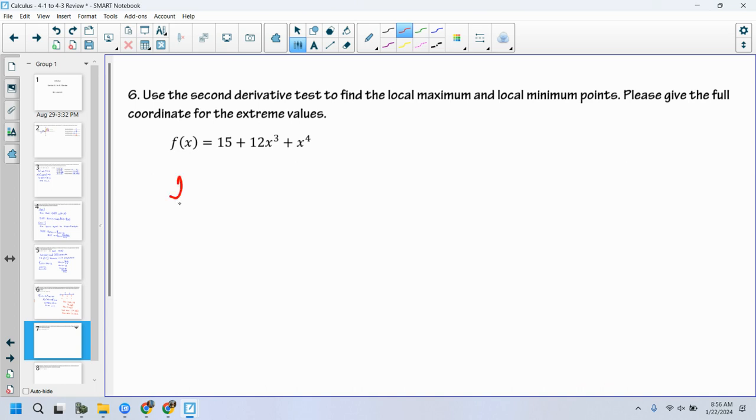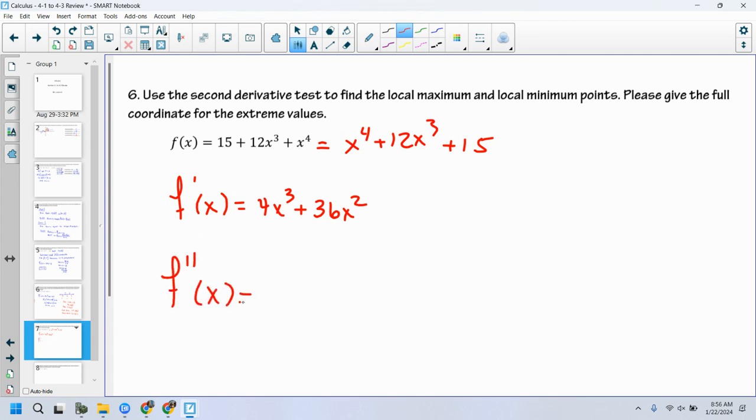All right, so f prime of x is going to be, why is this out of order? x to the fourth plus 12x cubed plus 15. So 4x cubed plus 36x squared. That's the first derivative. While I'm at it, let's find the second. So that is 12x squared plus 72x. Okay, now remember, you're still finding the zeros of the first derivative. So set that equal to 0.